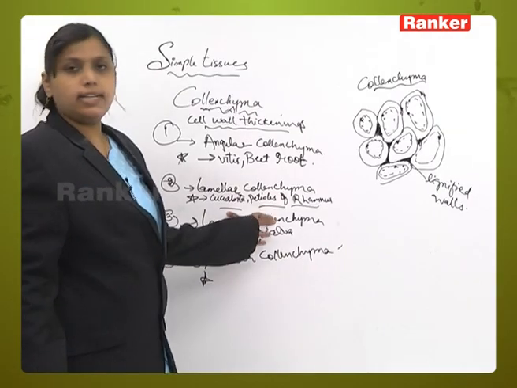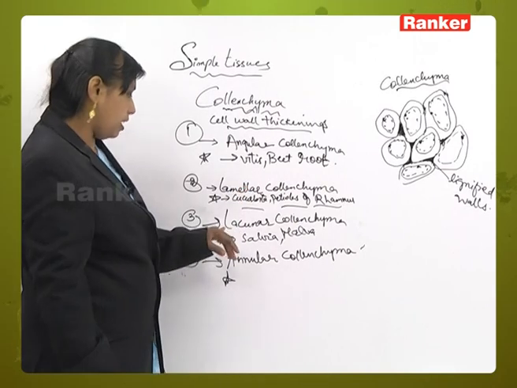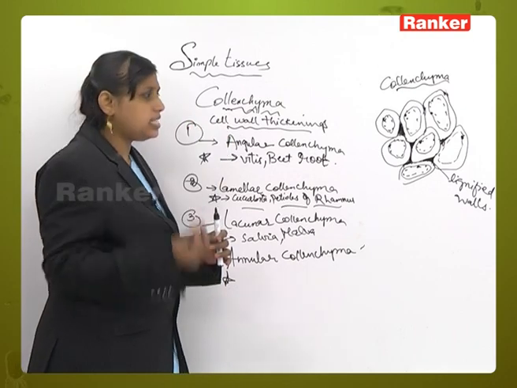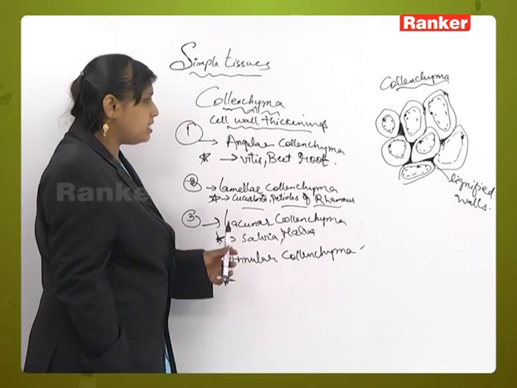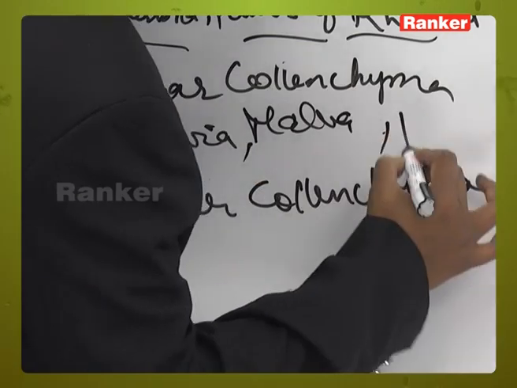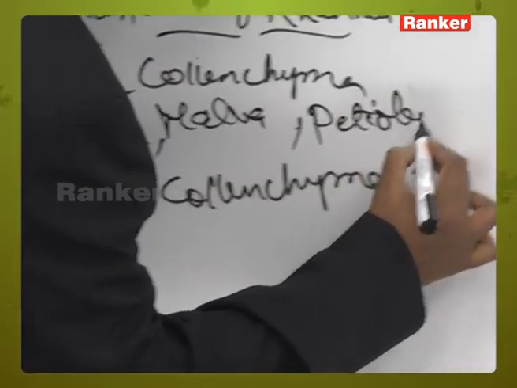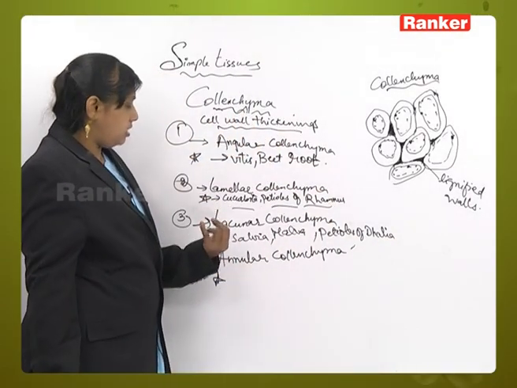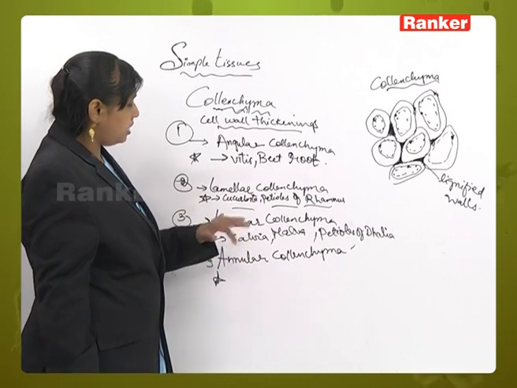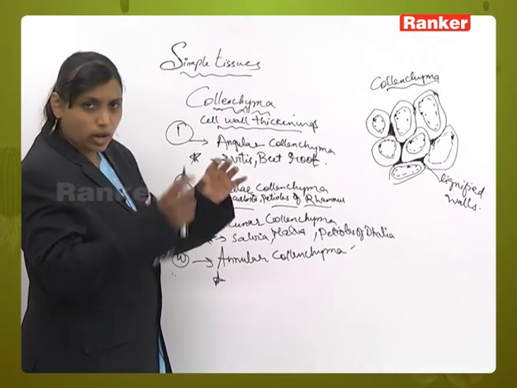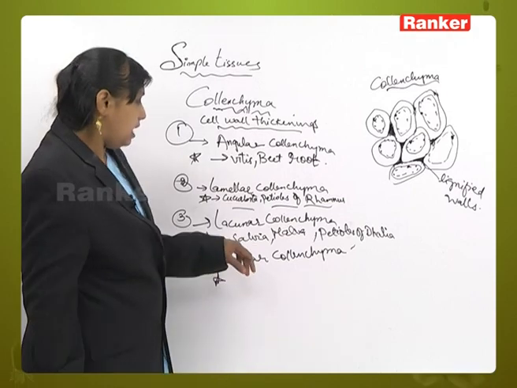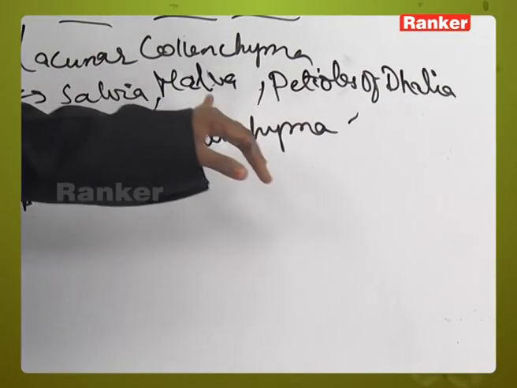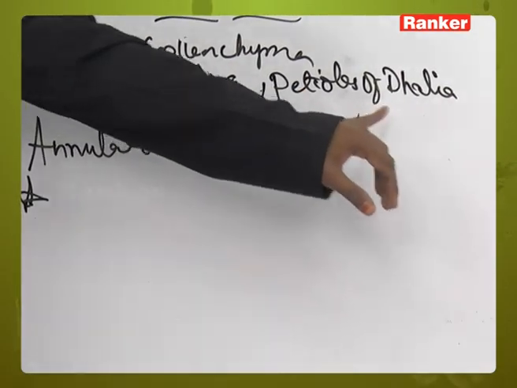Now, what is lacunar Collenchyma? A lacunar Collenchyma is a type of Collenchyma where the cell wall thickenings are deposited towards only one side of the intercellular spaces, and these are present in petioles of dahlia, where intercellular spaces are present and the cell wall thickenings are present towards the one side corner of the intercellular spaces. Then the examples will be salvia, malva from malvaceae, and we can also see this type of Collenchyma present in the petioles of dahlia plant.